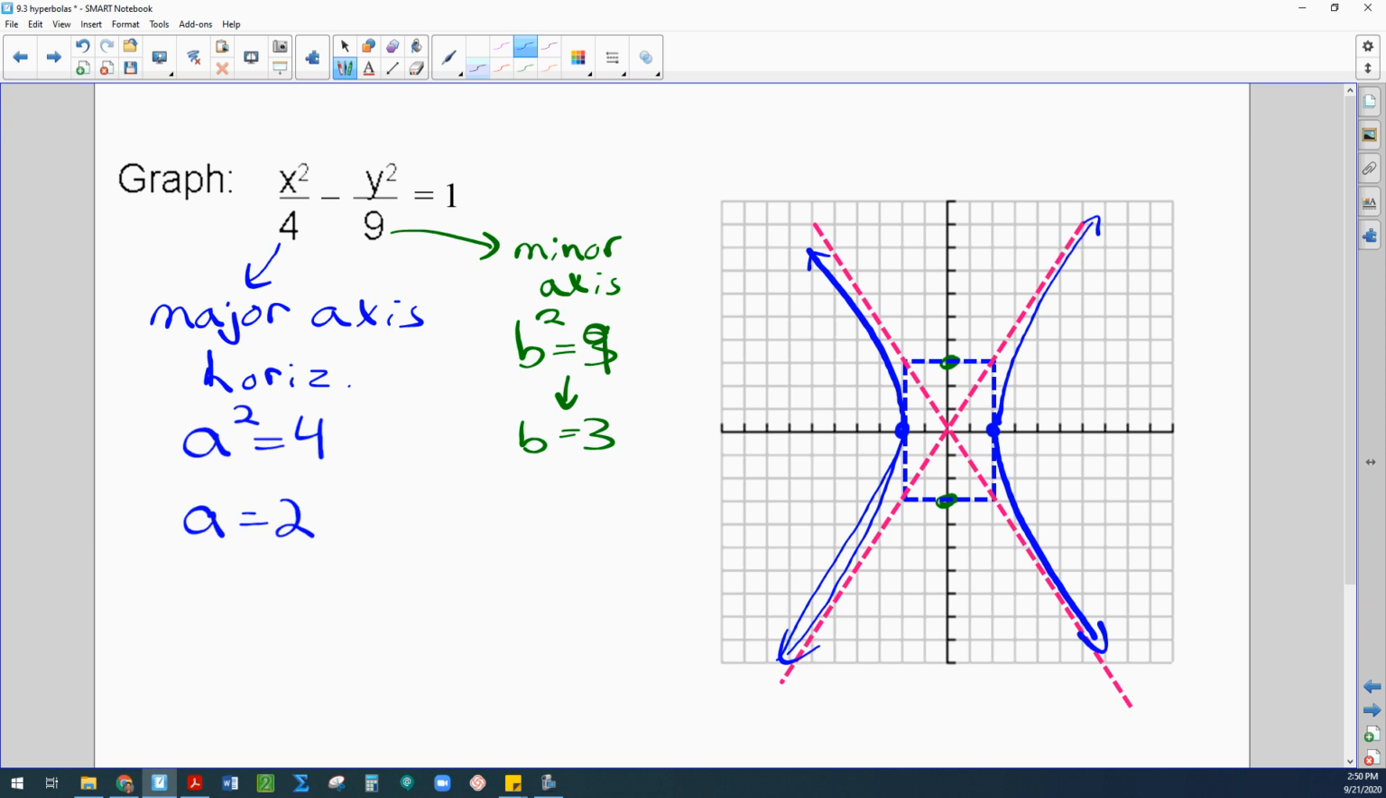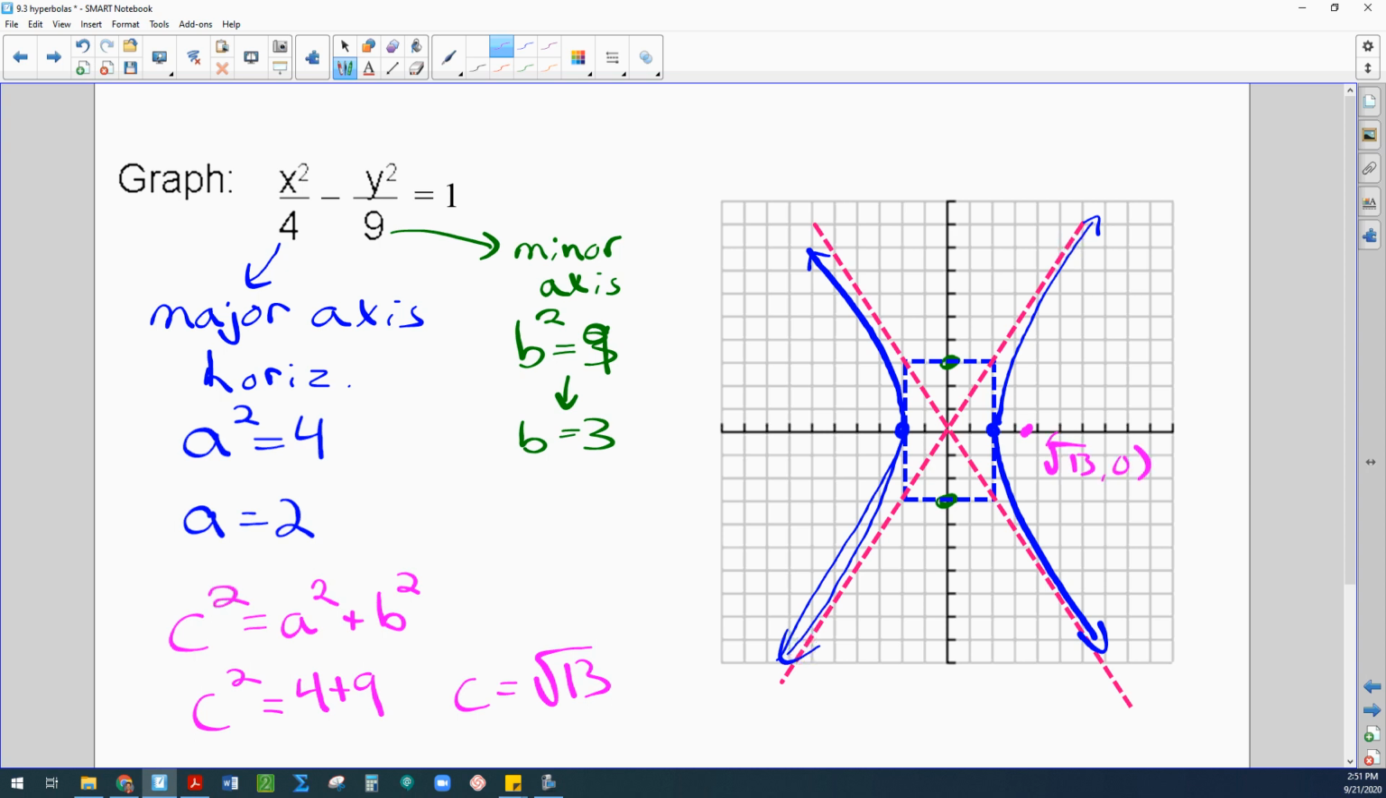And that's my hyperbola. If I wanted to find out where the focus is, the focus is based on c squared equals a squared plus b squared. So c squared equals 4 plus 9, so c equals square root of 13. Square root of 13 is between 3 and 4, closer to 4. So the foci are (root 13, 0) and (negative root 13, 0).